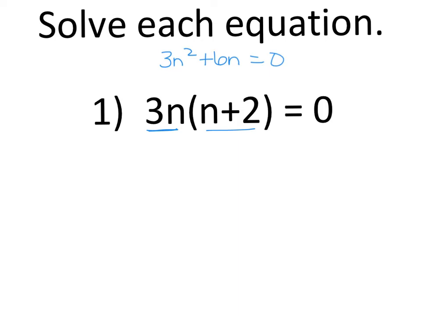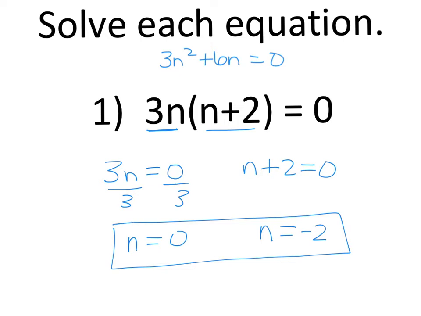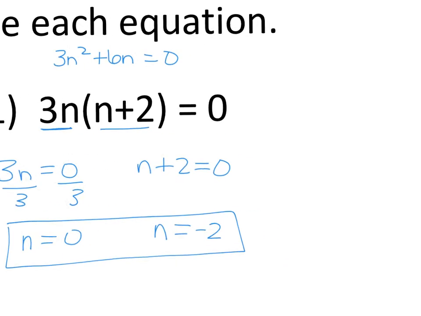So I'm going to take 3n and set it equal to 0, and n plus 2 and set it equal to 0. Then you're just solving. When I divide by 3, n equals 0. And if I subtract the 2 over, n equals negative 2. You could end up with 2, 3, 4 answers, it just depends. How I can tell how many answers I'll have is based on the original problem and what the highest exponent is. In this case, because I have an exponent of 2, that means I'm going to have 2 solutions.